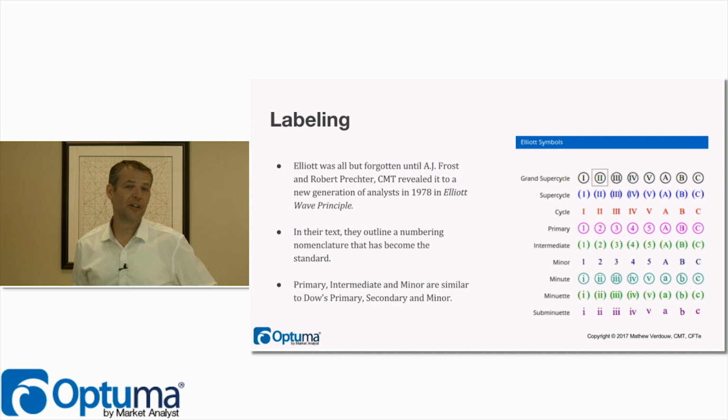Elliott was pretty much forgotten about, and we didn't see much written about him until 1978, when we had A.J. Frost and Robert Prechter, who's actually a CMT as well. They wrote the book Elliott Wave Principle, which has become almost the standard on Elliott analysis. Their work has been extended by Jeff Kennedy. If you really want to get into this, Jeff Kennedy's book, put out by Bloomberg Press just in the last few years, is probably the best I've ever read on this.